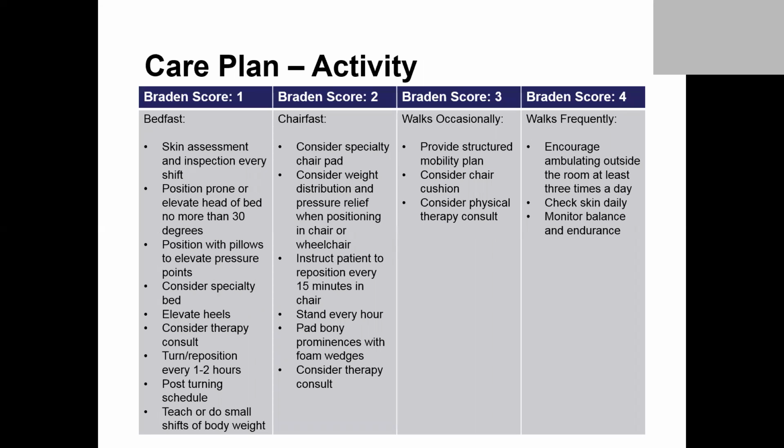Activity. These are based on if a patient is bed fast, chair fast, walks occasionally, or walks frequently. For a patient who's bed fast, you need to be positioning them prone or elevate their head of bed no more than 30 degrees. Position with pillows to elevate pressure points. Elevate their heels. Consider a physical therapy consult if appropriate.